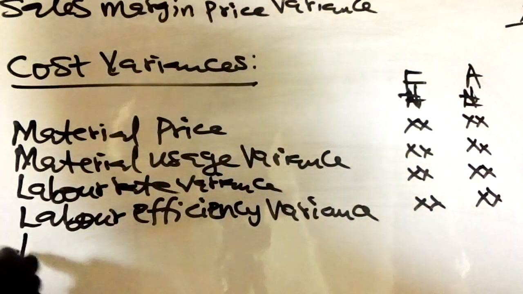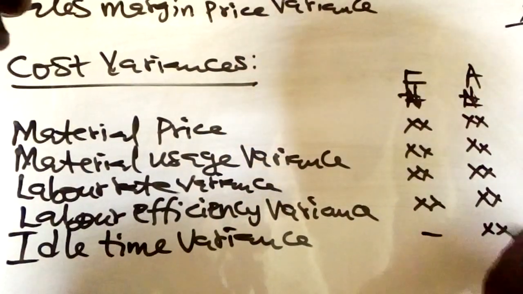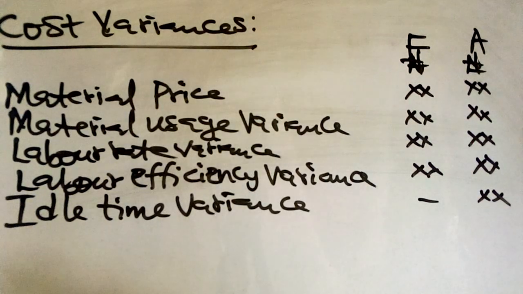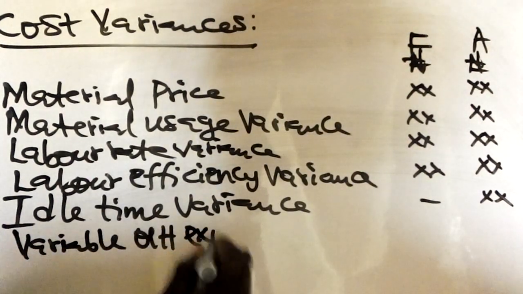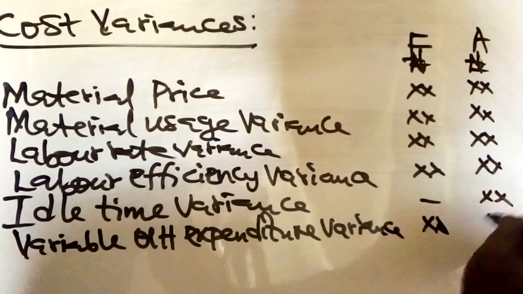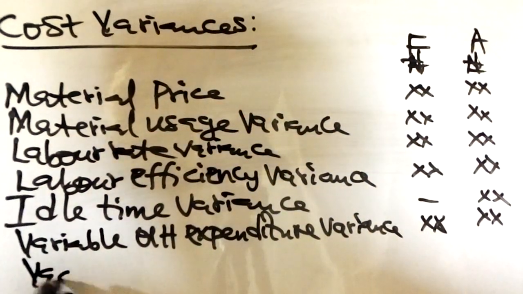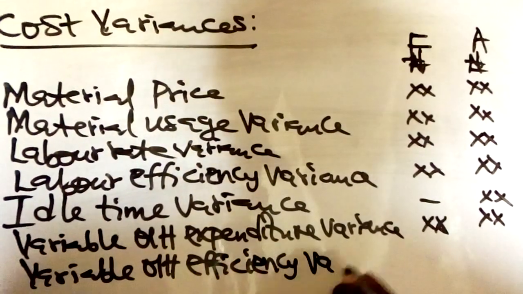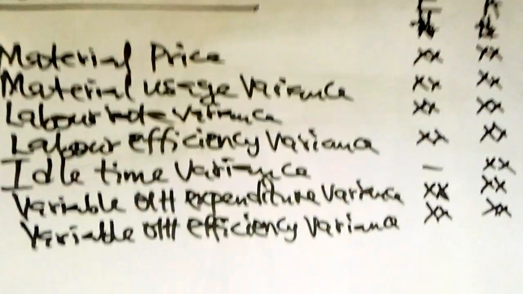We may as well have idle time variance. This is always adverse. Then we have variable overhead expenditure variance. It could be favorable variance and it may be an adverse variance. Then we may as well have variable overhead efficiency variance. This may be a favorable variance and it could be an adverse variance.